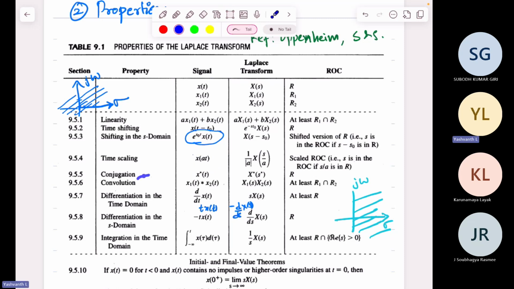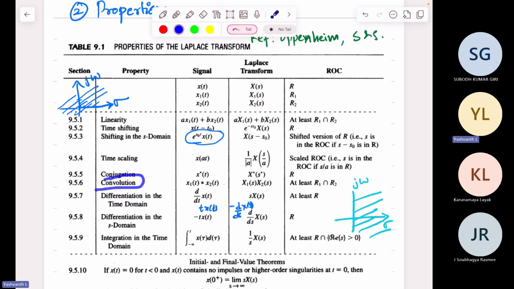Now conjugation. If x of t has a Laplace transform capital X of s, then x conjugate of t will have the Laplace transform X conjugate of s conjugate. That is, you conjugate the function and also the variable of the function, s. And the ROC will not change. That is, it remains this R.